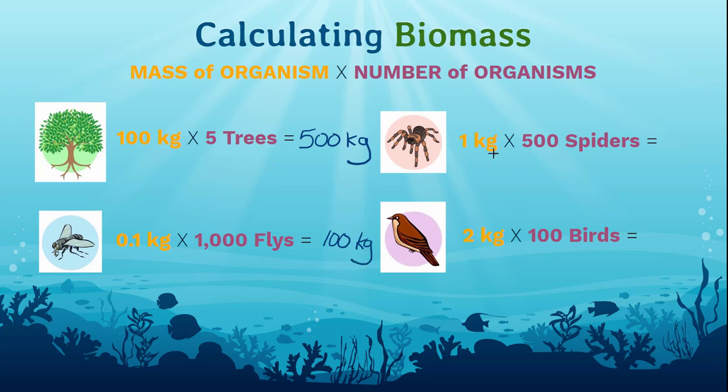I have 1 kilogram spider times 500 spiders. That is 500 kilograms. And then I have a 2 kilogram bird times 100 of those birds would give me 200 kilograms. Now, doing these biomass pyramids, you're going to see that it's going to look a slightly different shape than our pyramid of numbers.